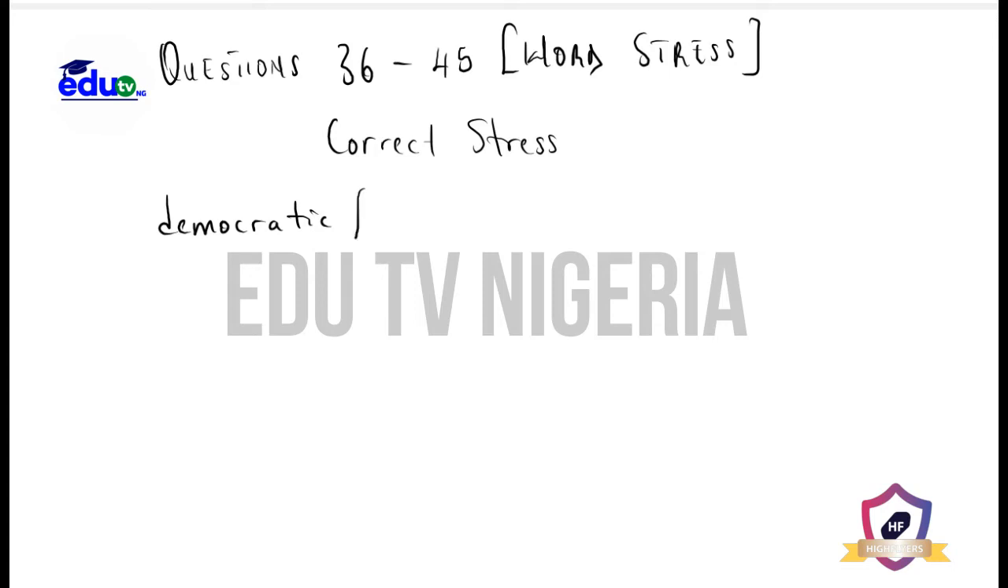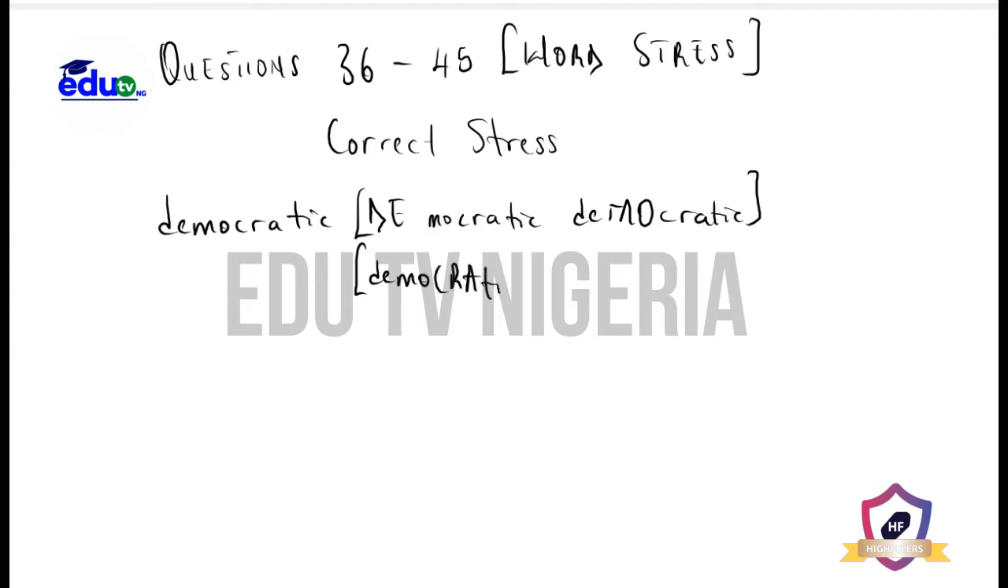So we have DEMOCRATIC, and option A, you are given something like this. Option B, you're given something like this. Option C, you're given something like this, we have the third syllable. And option D, we have something like this. So the question is, which syllable in this word is stressed? Is it the first syllable, democratic? Is it the second syllable, democratic? Is it the third syllable, democratic? Or is it the last syllable, democratic? Do we get it?